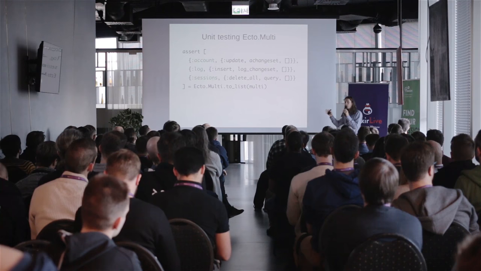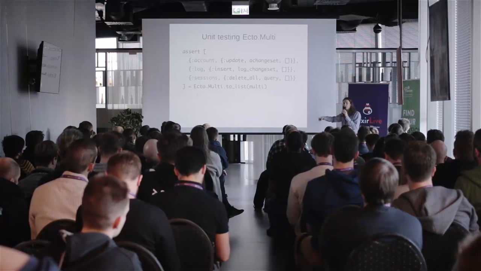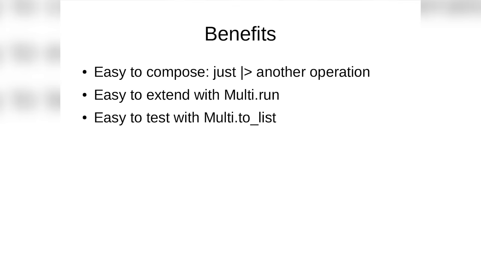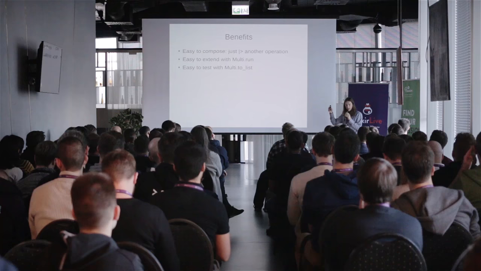So multi is just a data structure. It encodes what we would like to perform on the database, but we don't do it in the code directly. So we have the same benefits. Multis are easy to compose, just pipe another operation. They're easy to extend because you can just write a function. And there's also Multi.run, which can do many different things to the database. And it's easy to test with Multi.to_list.